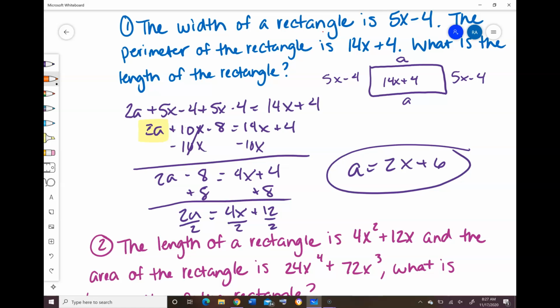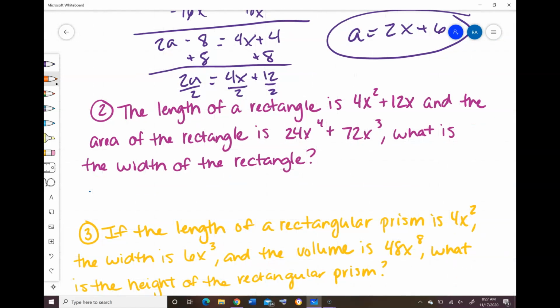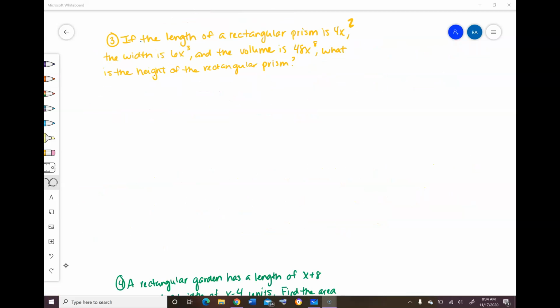Okay, all right, let's do another one. The length of a rectangle is 4x squared plus 12x, and the area of the rectangle is 24x to the 4th plus 72x to the 3rd. What is the width of the rectangle? All right, so let's do another one. If the length of a rectangular prism is 4x squared, the width is 6x cubed, and the volume is 48x to the 8th, what is the height of the rectangular prism?